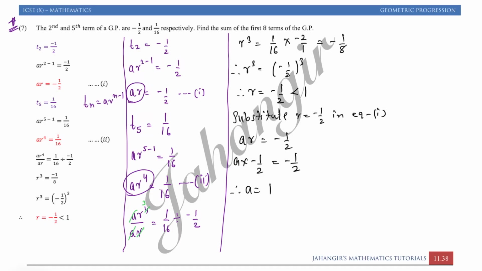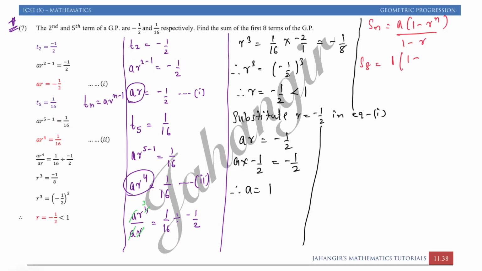Now what I want is S8. So here, since R is less than 1, we can take the formula Sn is equal to A into 1 minus R raised to n upon 1 minus R. So S8 is equal to, the value of A is 1, R is minus half, so 1 minus minus half raised to 8, upon 1 minus of minus half.